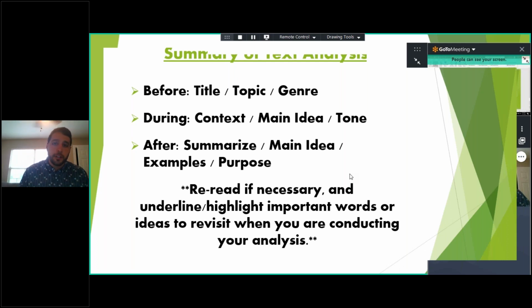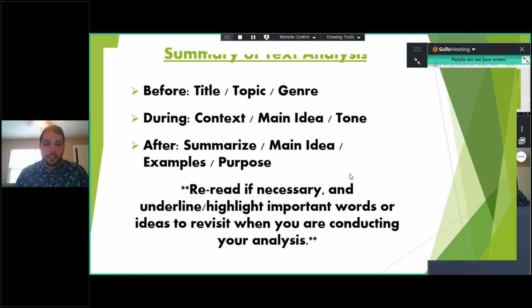Then after you've completed reading the passage, you want to summarize it. What are the big ideas? What were the most important examples in the passage? And what was the writer's purpose for writing that passage? And what techniques did that writer use to make sure that his or her purpose got across correctly?